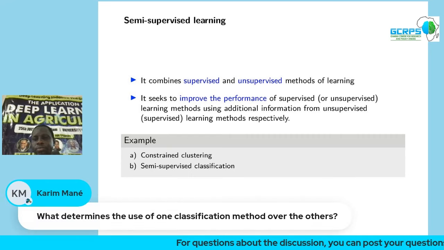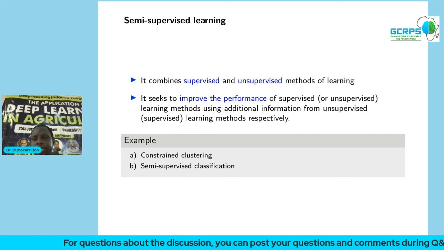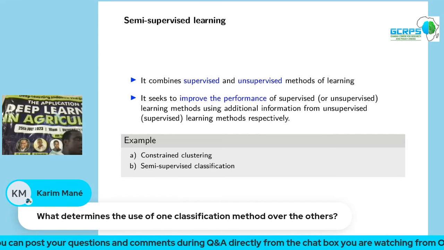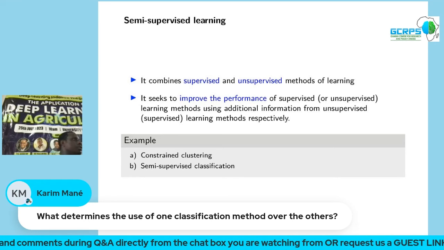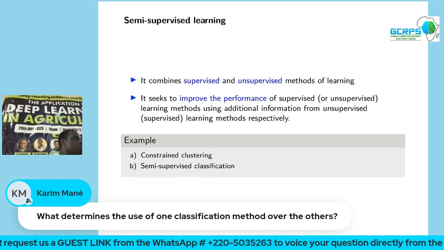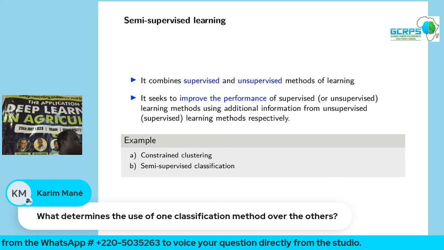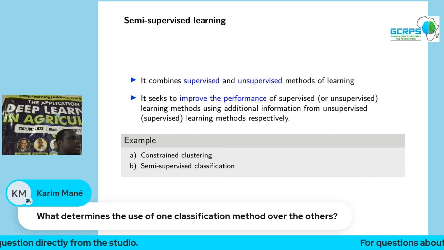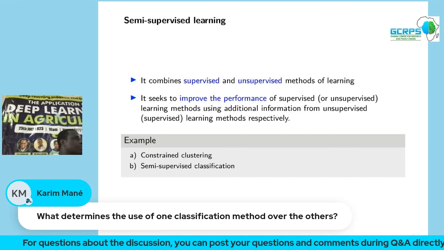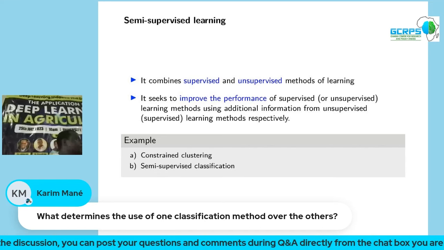Okay, and the question from Karim says, what determines the use of one classification method over the other? Again, it depends on what you want to do. Normally, especially if the data set is not too huge, don't use one classification algorithm. Run a couple and see what the outcome is, and compare. If possible, shuffle the data, run again, shuffle the data many times, run, and then see which one is consistently performing better and stick with that one. So that's the advice. There's no strict rule. It's just a rule of thumb, a practical way to solve this problem.